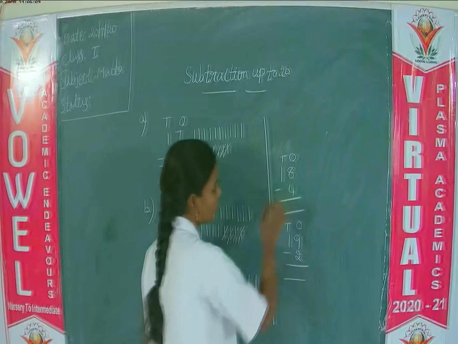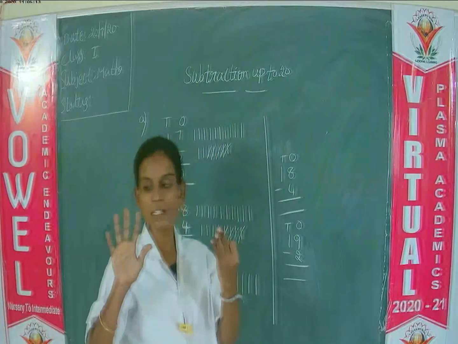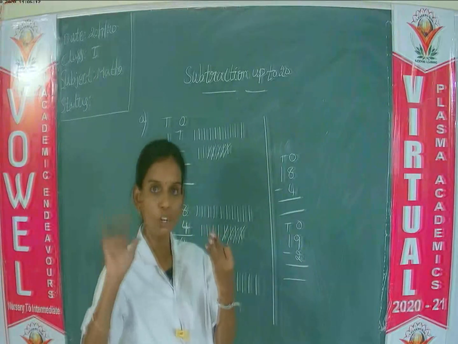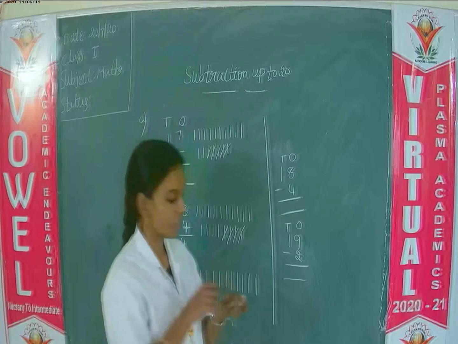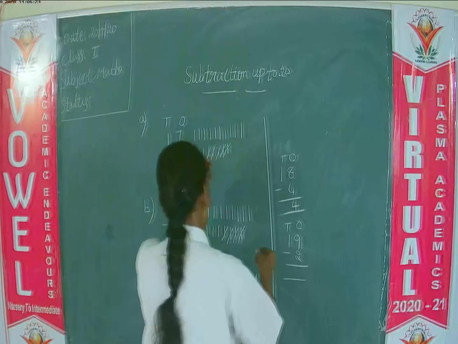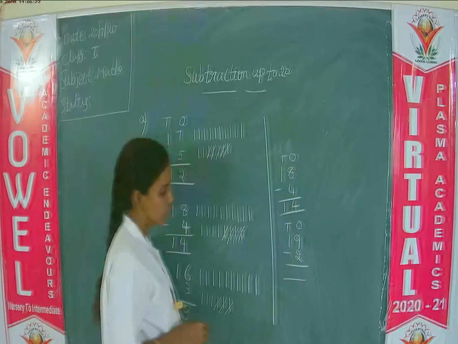8 minus 4. Open 8 fingers, close 4. So the answer is 4, and bring down 1. So 18 minus 4 is 14.